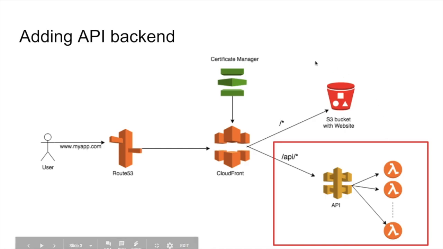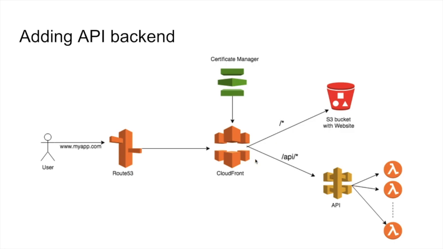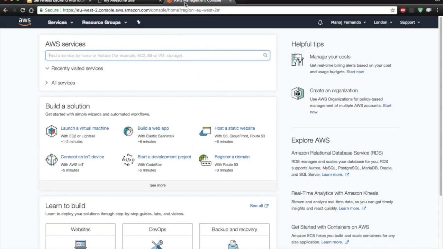Our full architecture is a serverless architecture because our API Gateway is serverless, the S3 bucket is serverless, and CloudFront is also serverless. We are not managing any servers but using managed services from AWS. Okay, so let's go on and start creating our API. Let me go into my AWS console.